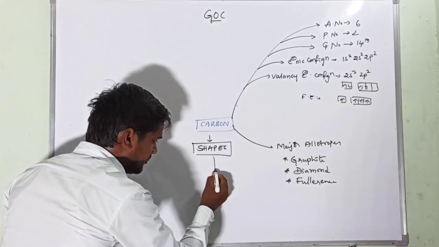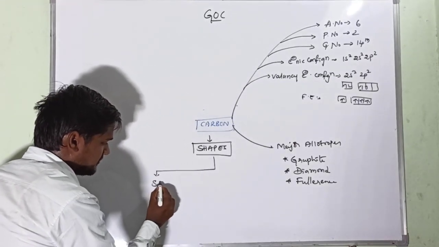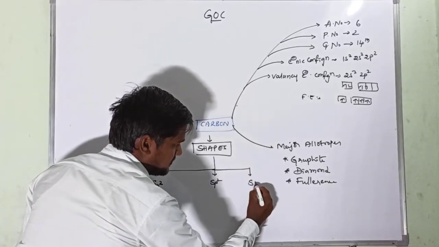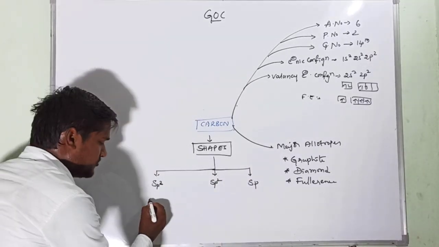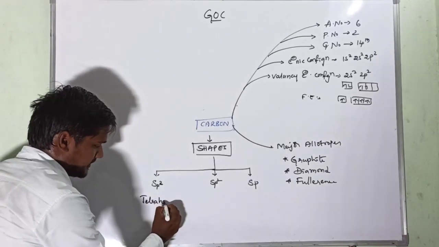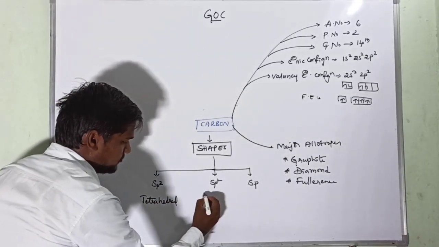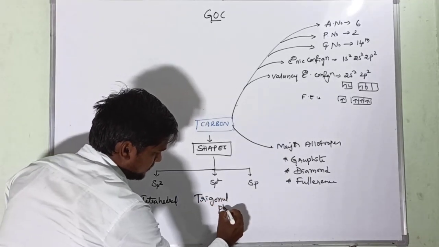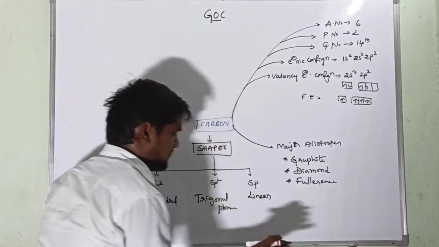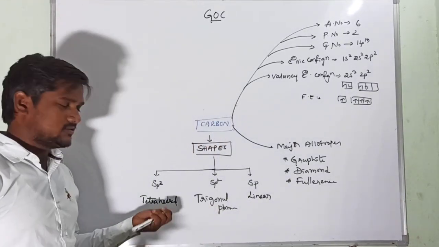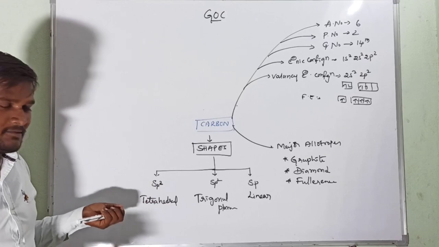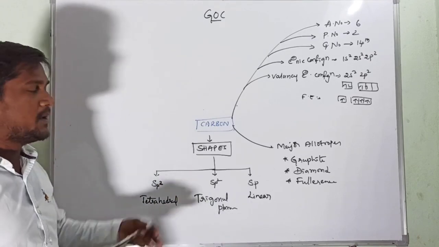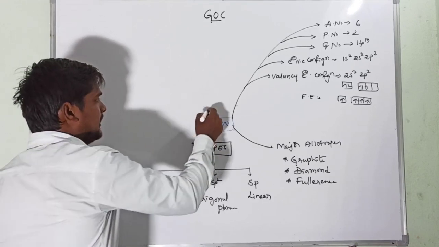Again, the shapes of molecules are based on the hybridization. Some molecules show sp3 hybridization, some sp2, some sp. So sp3 hybridization gives a tetrahedral shape, sp2 is trigonal planar, sp is linear. Based on the hybridization, organic molecules have different shapes. So if the molecule is sp3, it is tetrahedral, sp2 trigonal planar, sp linear, based on the carbon atom hybridization.